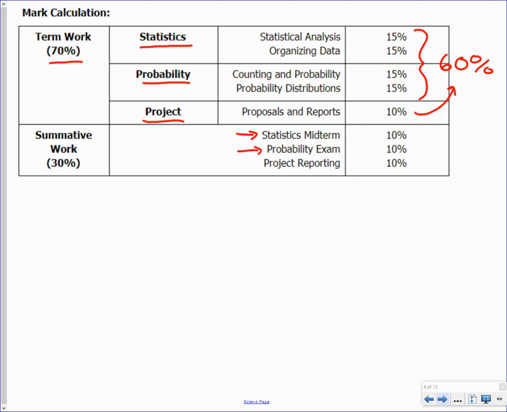At the end of the course, you're going to write a probability exam, which is another 10% of your overall mark. The final exam is just on the probability part of the course. And you're also going to write a final report on what you found in your project. And those three things together form the 30% that is sort of the summative part of your final mark. So overall, statistics stuff is 40%, probability stuff is 40%, that's term work and exam, and the project is 20%.